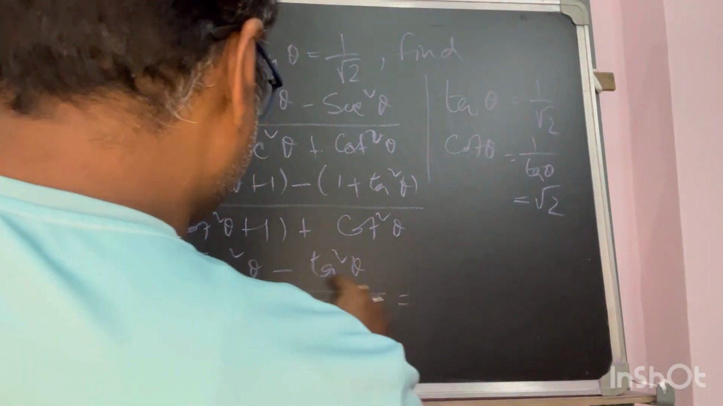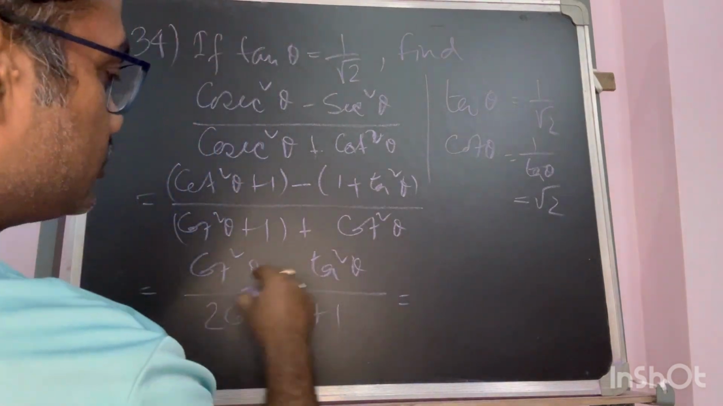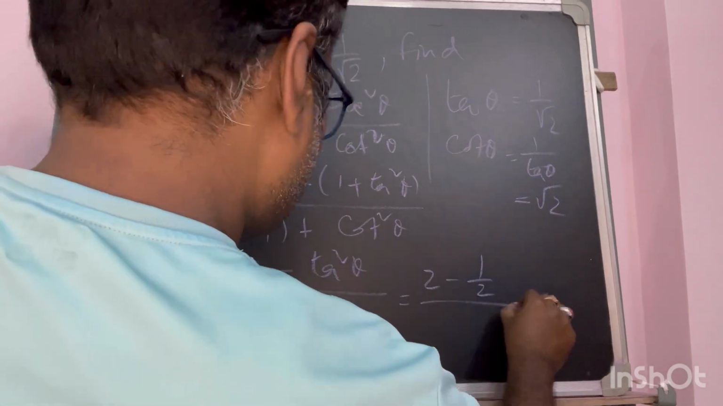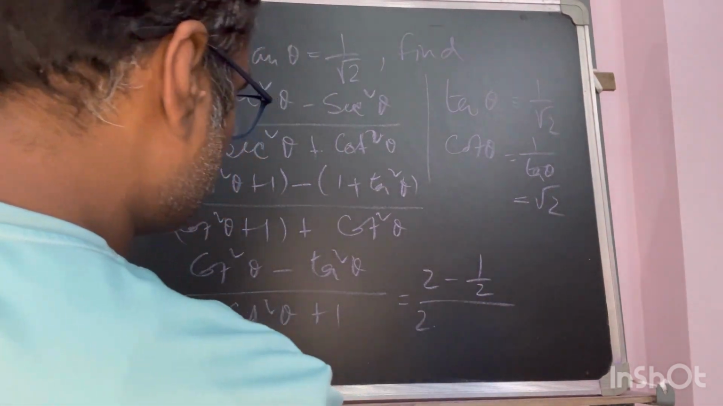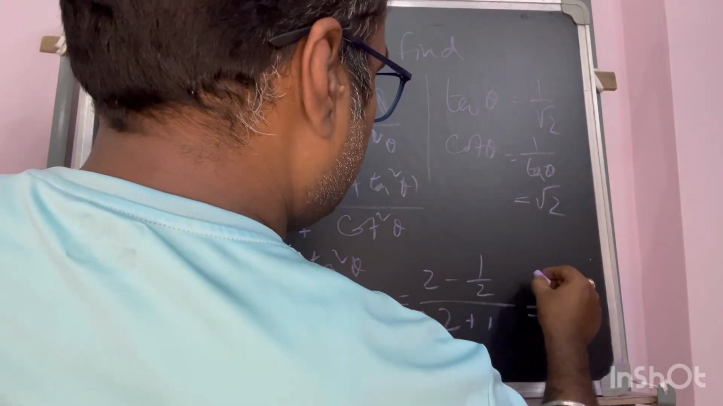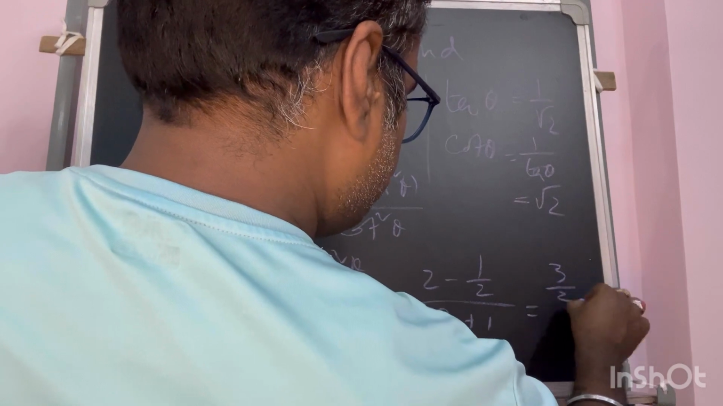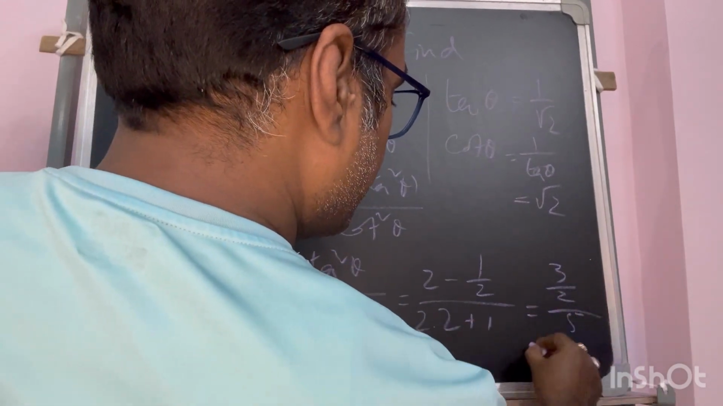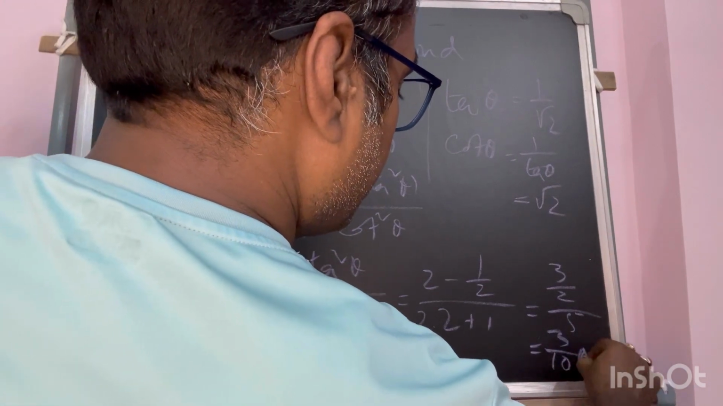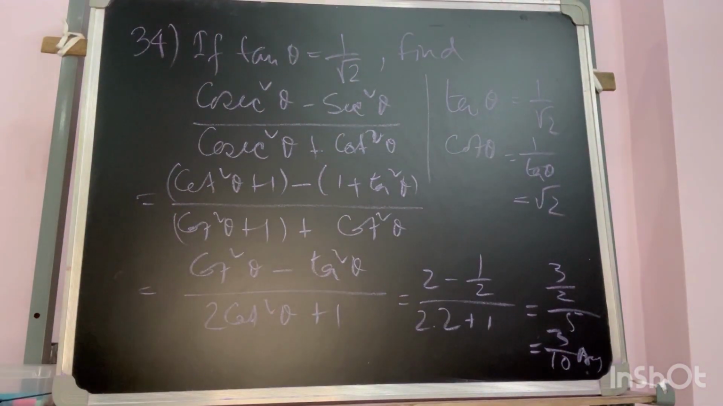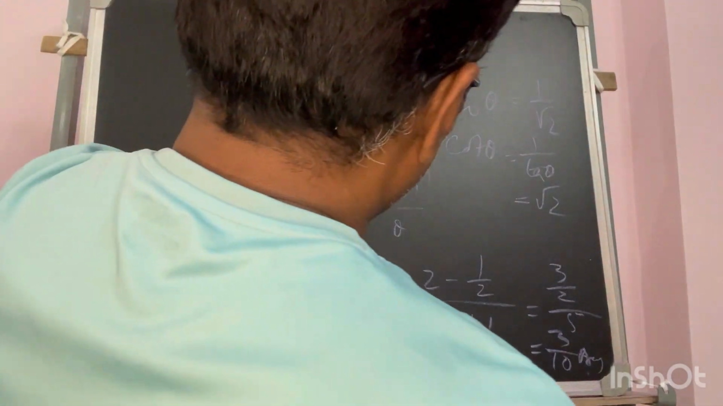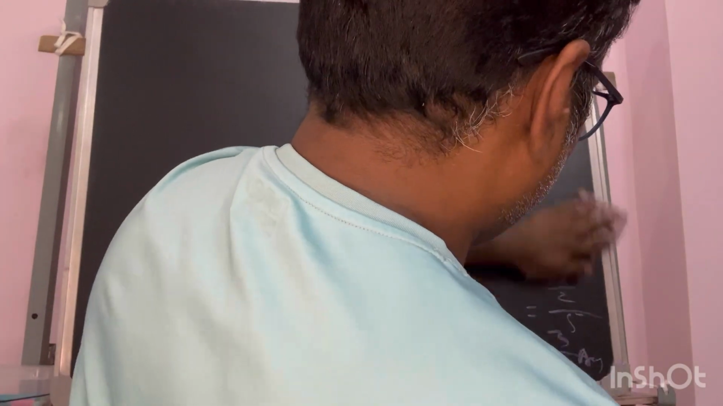Okay, now I can put the value. Cot theta is equal to root 2, whole square, that means 2. Tan square is equal to 1 by root 2 whole square, that means half. 2 into cot square theta means 4, plus 1. So ultimately this will become 3 by 2 divided by 5. So ultimately 3 by 10. It will be your answer. Okay. 34 gone.